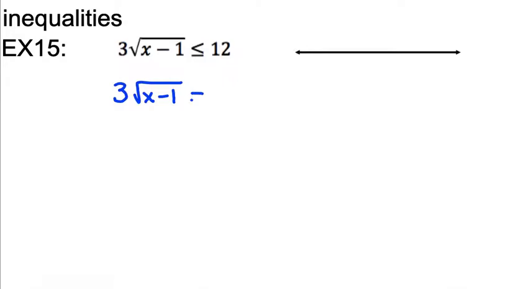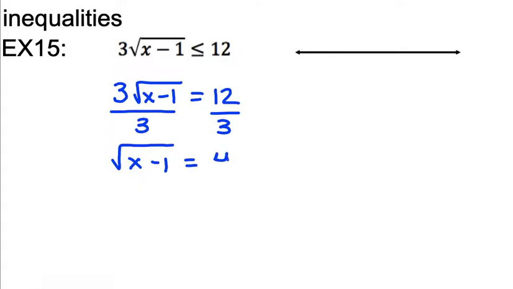Now you can use your inequality rules and solve it like that, that's fine. And I'm just going to use my basic rules. So I divide both sides by 3. I get square root of x minus 1 equals 4. I square both sides. I get x minus 1 equals 16. So if I add 1 over, I get x equals 17. So what I'm going to do is put 17 on my number line.